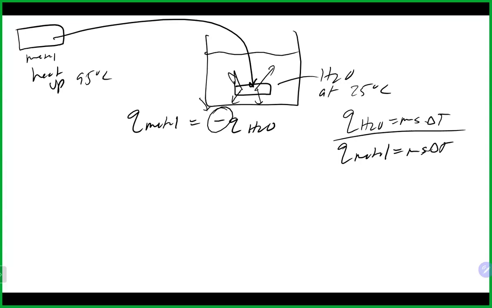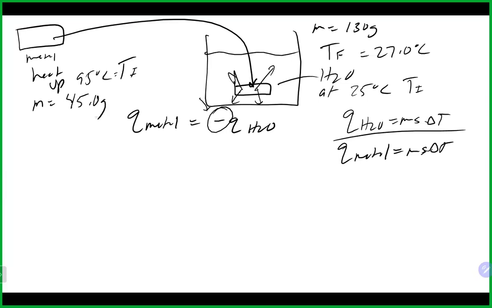So let's just say, for example, we threw in some numbers here. We'll say we put the metal in, and this is our initial temperature, right? And we'll say the final temperature ended up at, I don't know, 27 degrees Celsius. And we'll say we had a mass of like 130 grams of water. And over here, this was our initial temperature of our metal, and we have, say, a mass of 45 grams of it.